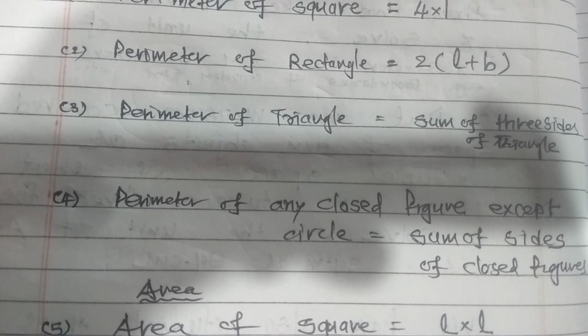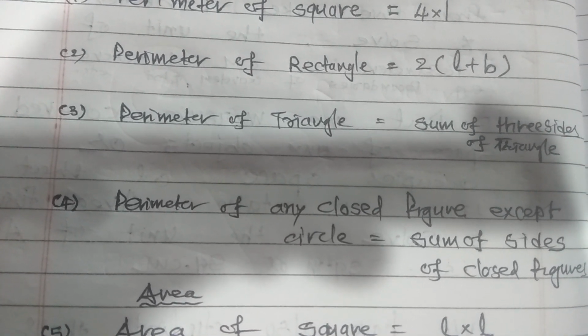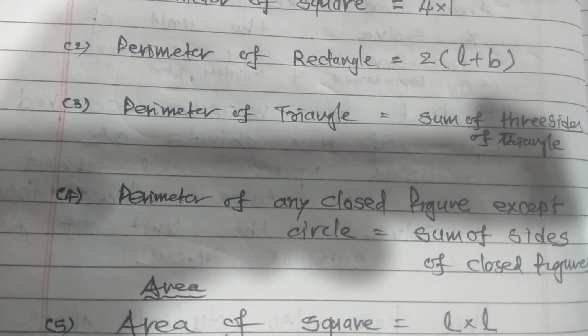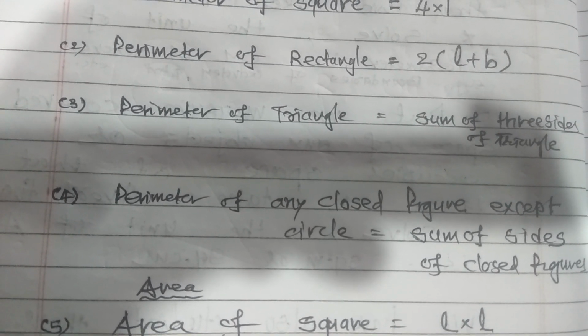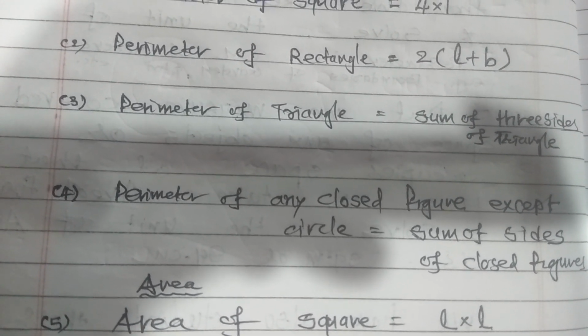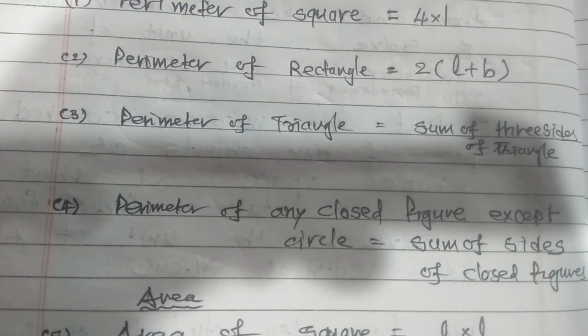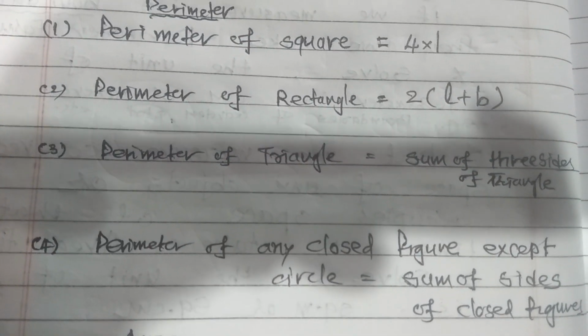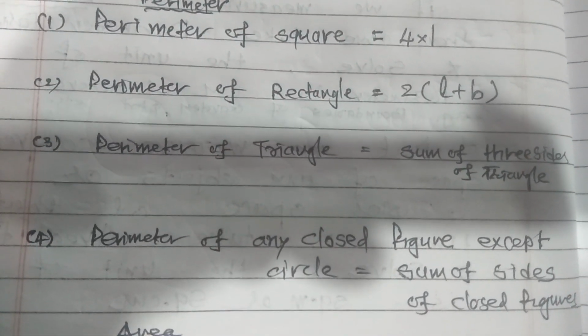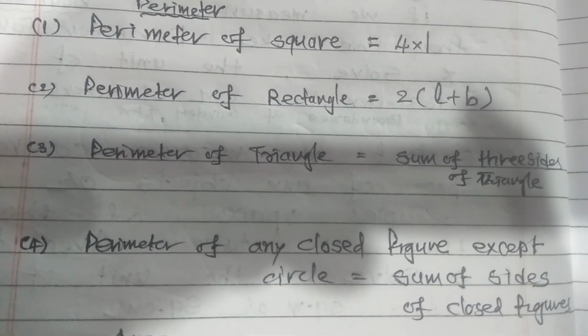Perimeter of triangle, means perimeter of any geometrical polygon figure, that is triangle, is the sum of the three sides of the triangle. So here we write perimeter of any closed figure except circle.